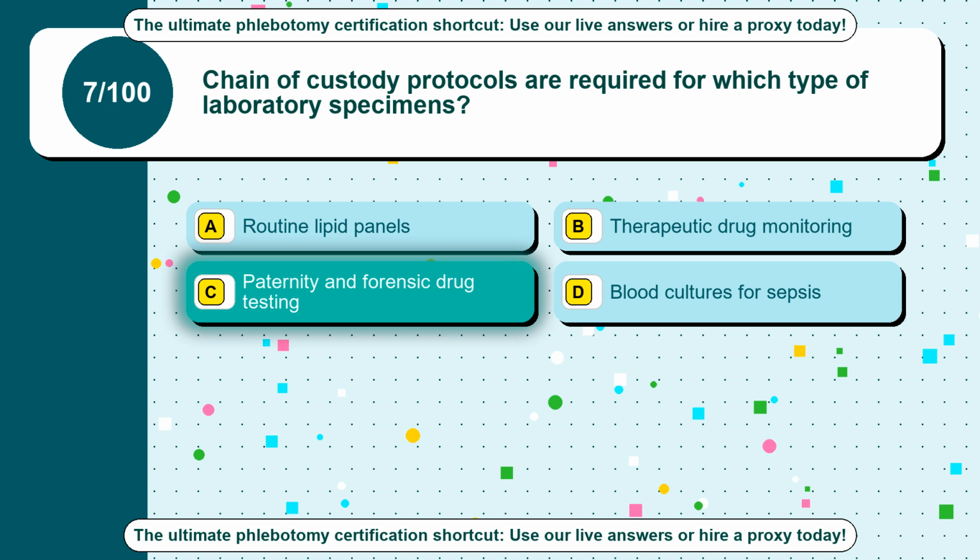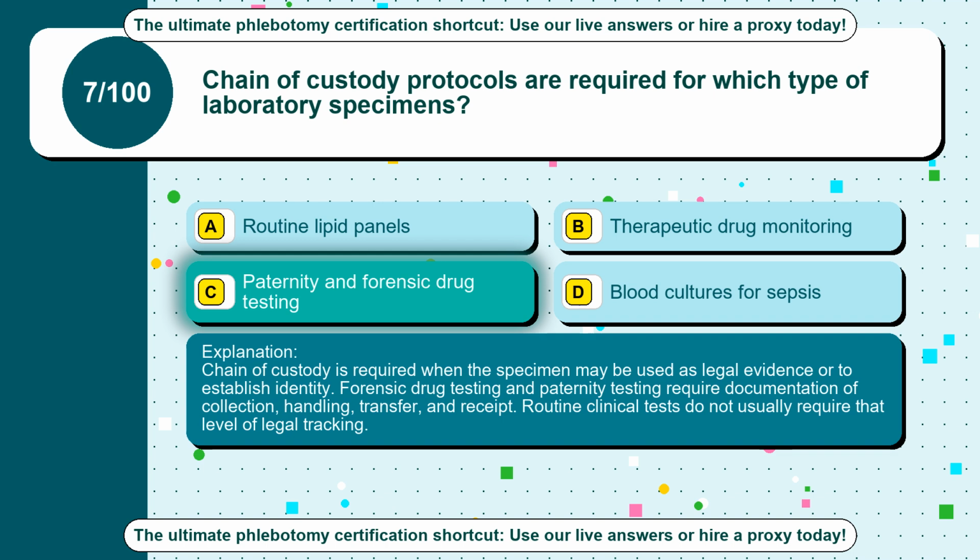Paternity and forensic drug testing. Chain of custody is required when the specimen may be used as legal evidence or to establish identity. Forensic drug testing and paternity testing require documentation of collection, handling, transfer, and receipt. Routine clinical tests do not usually require that level of legal tracking.